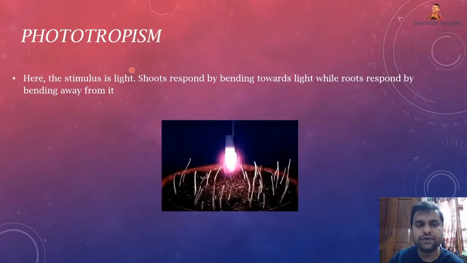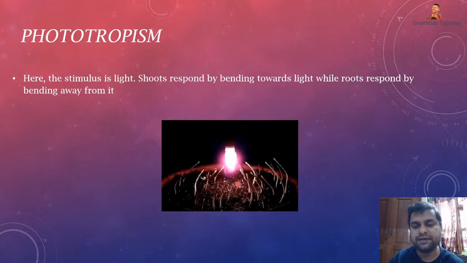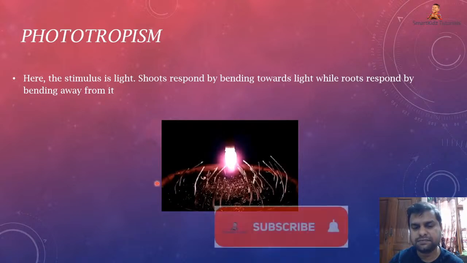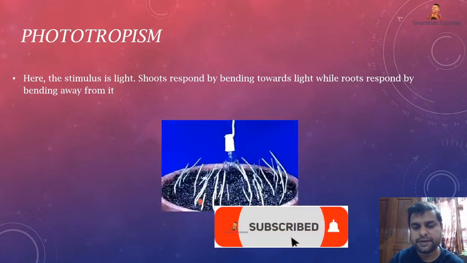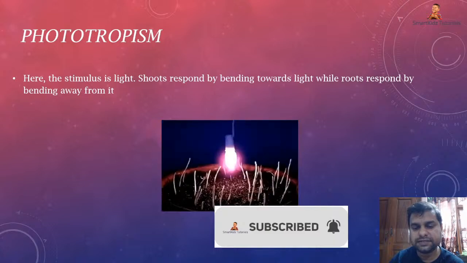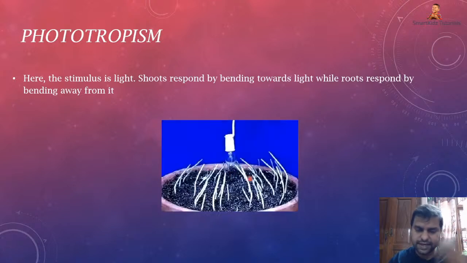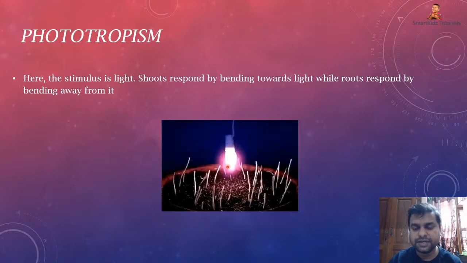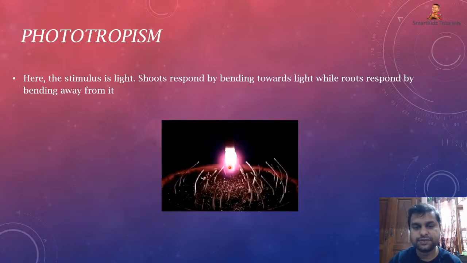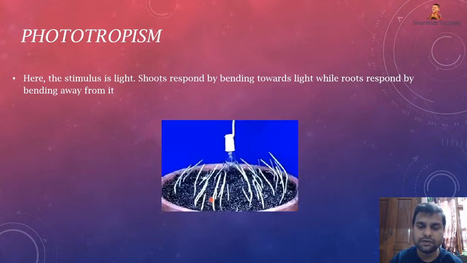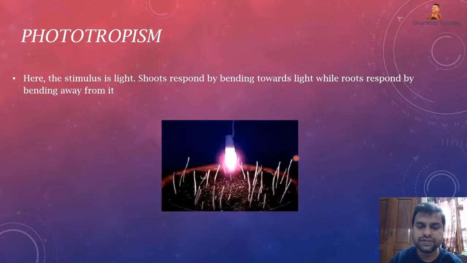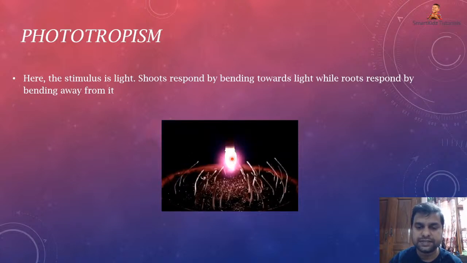So you have phototropism. Here the stimulus is light. Have a look at this. There's a pot, and there are seedlings growing over there, and there's a light which is switched on probably in the night, and everybody is going towards the light. During the daytime, this light is switched off, and sunlight is available all around, so they grow straight. But here in this case, light is focused in this area itself, so they are all trying to move towards the bar.